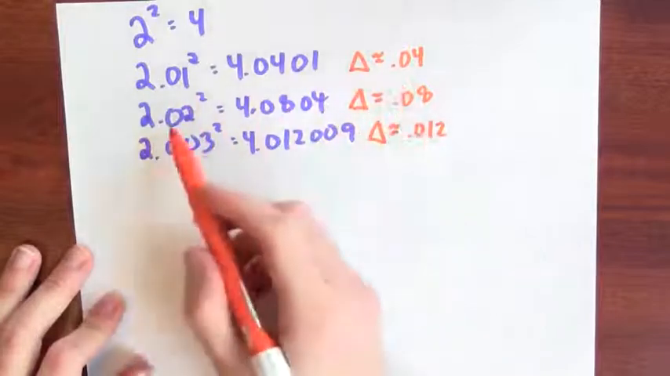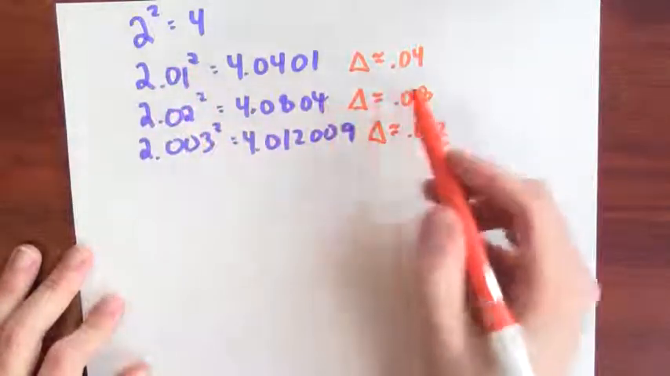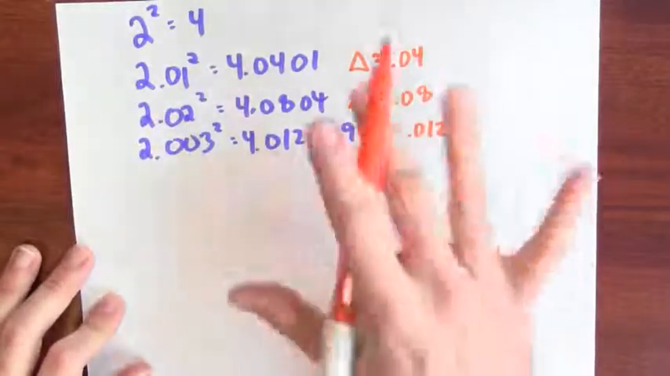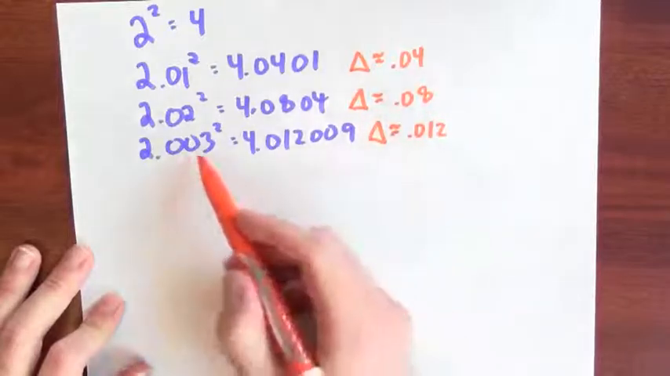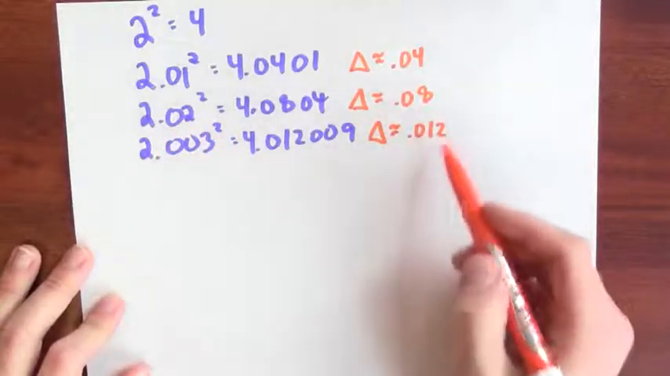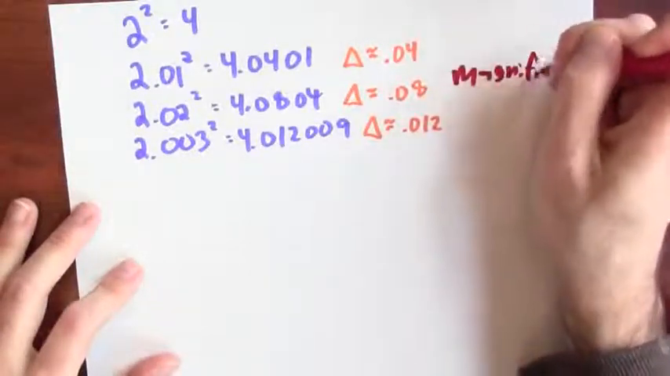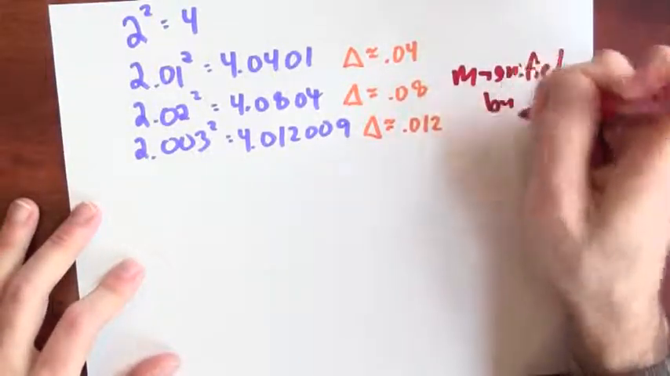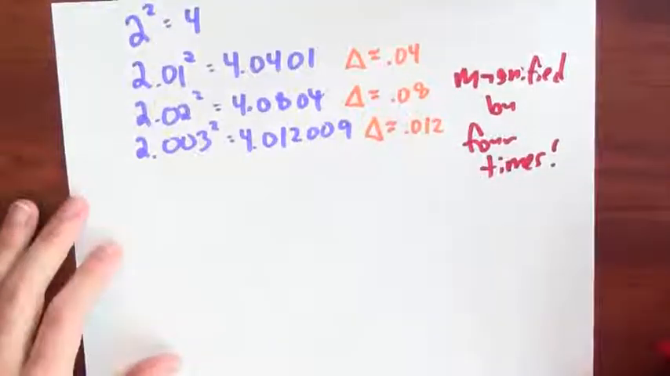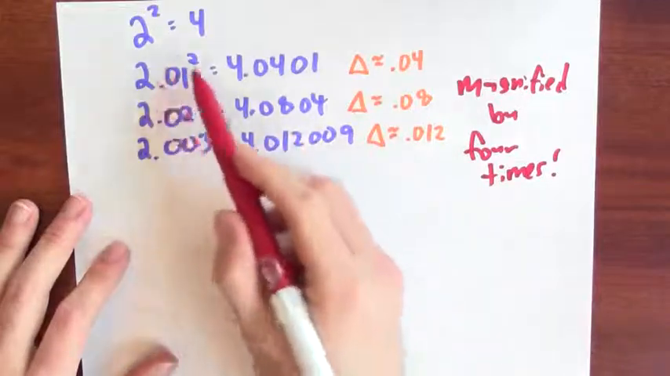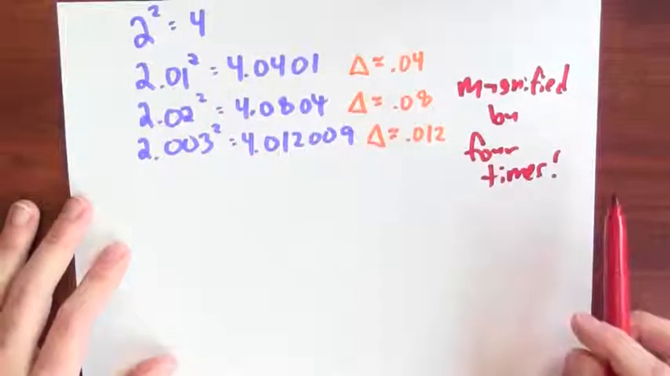Now look at the relationship between the input change and the output change. The input changed by 0.01, the output changed by 4 times as much, about. The input changed by 0.02, the output changed by 4 times as much. The input changed by 0.003, the output changed by about 4 times as much. I'm going to summarize that. The output change is the input change magnified by 4 times. Right? The input changed by some factor, and the output changed by about 4 times that amount.